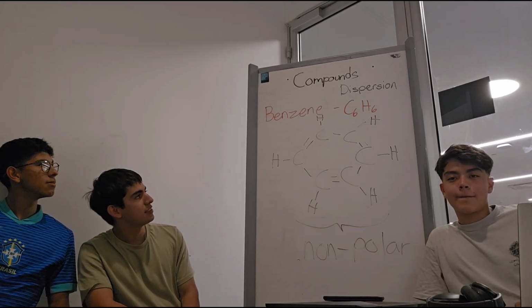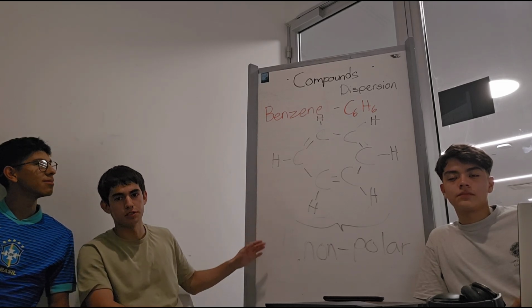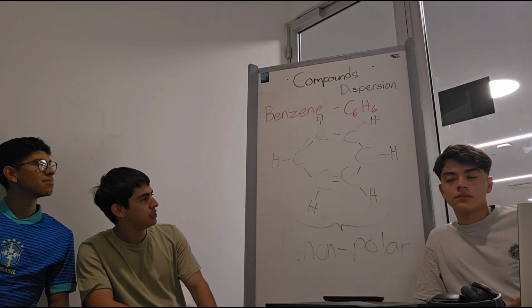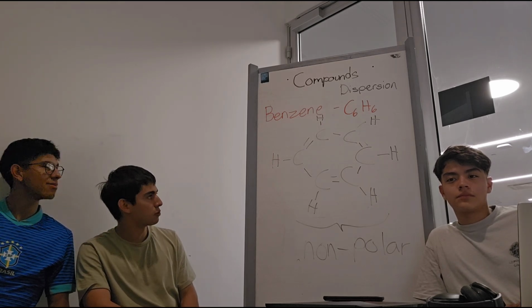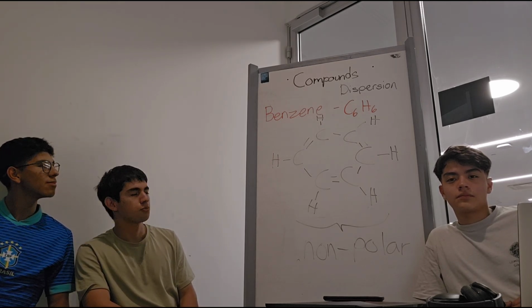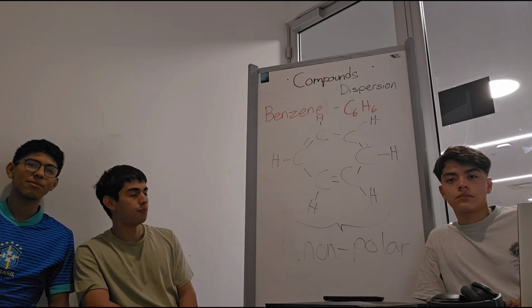The next compound that we are going to analyze is benzene. The formula of benzene is C6H6, and here is the Lewis structure for it. As we can see, each carbon has 3 electron bonds, one of which is a double bond. It is bonded to 2 carbons and 1 hydrogen.